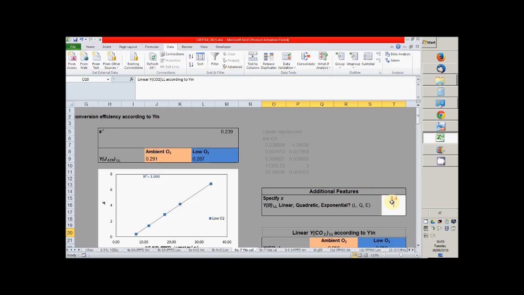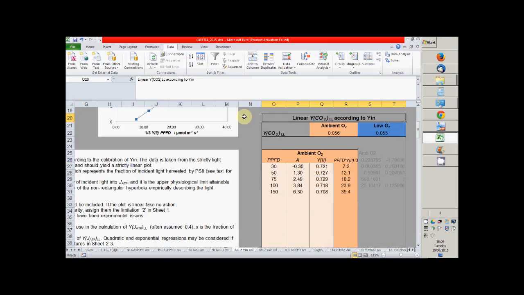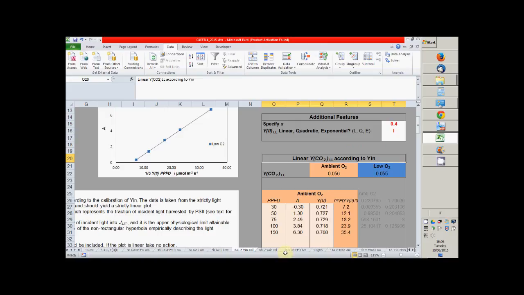Additional features allow to specify the value for X, which is used in the calculation of YJATP-LL, and what regression is used to calculate Y2LL, which is also used in the calculation of YJATP-LL. Additionally, there is the possibility to linearly derive YCO2LL in alternative to what we have seen in sheet 4a and 4b.